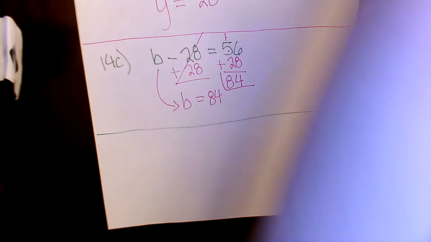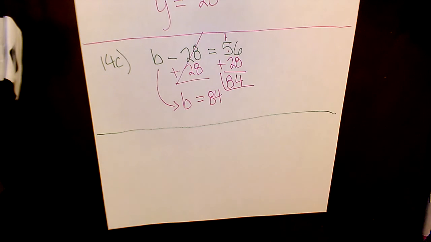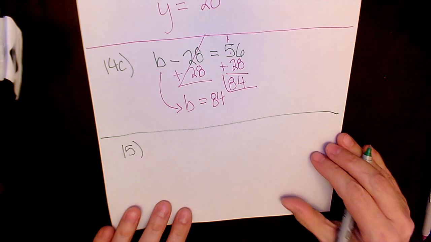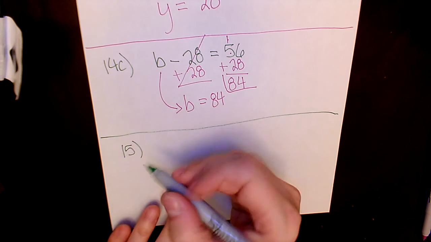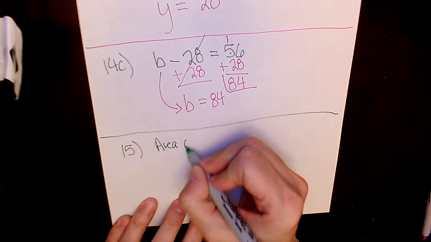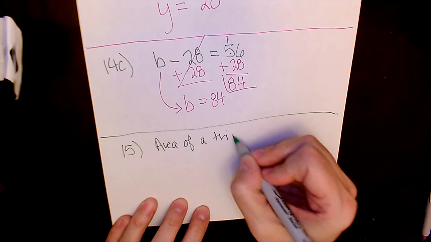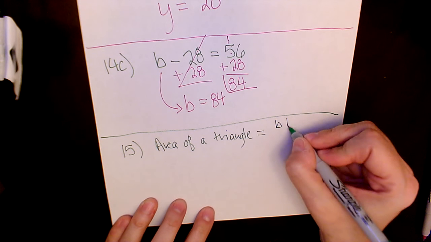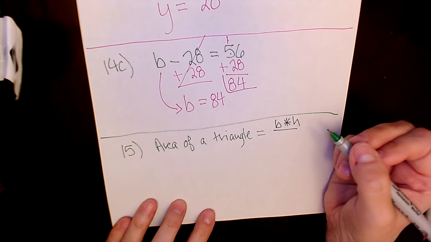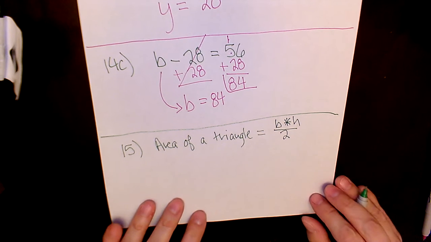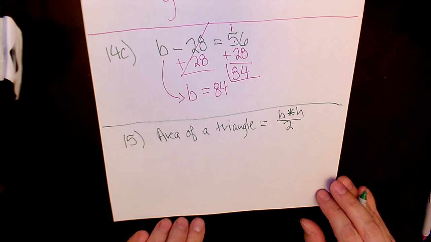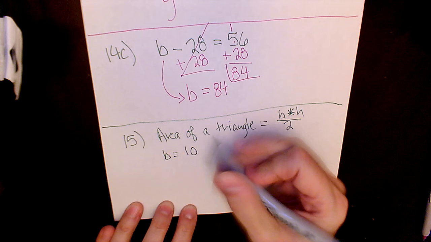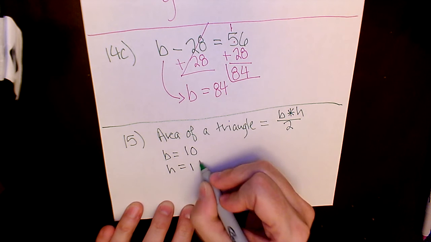Okay, I think I'm going to the last page. This is page 4, and this is number 15, and I want to find the area of a triangle. And I give you the formula. Base times height divided by 2. Okay, so I know my base is 10 and my height is 15.